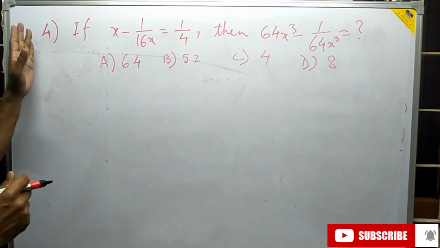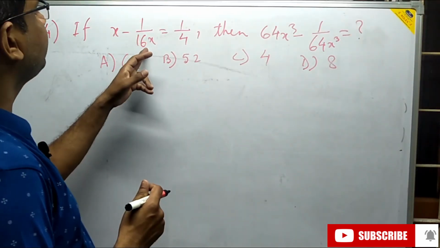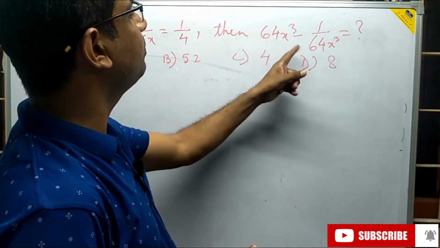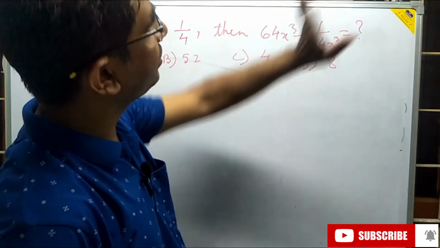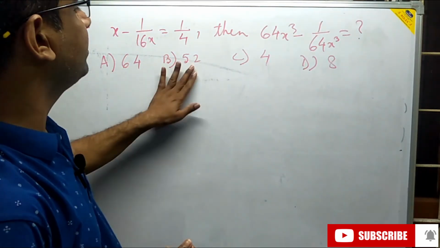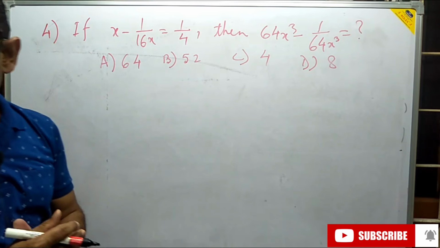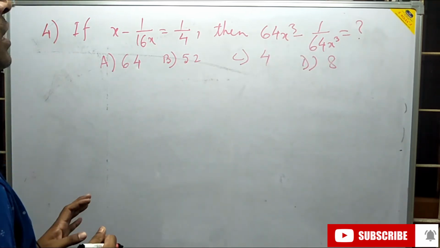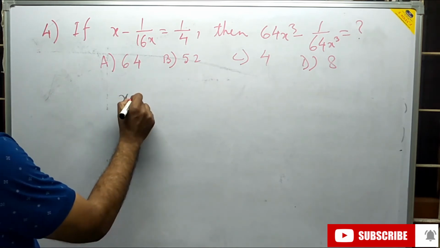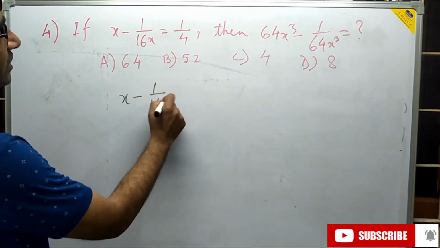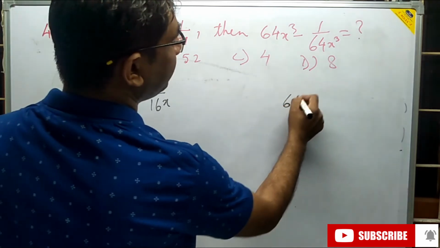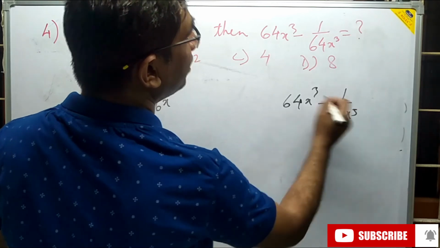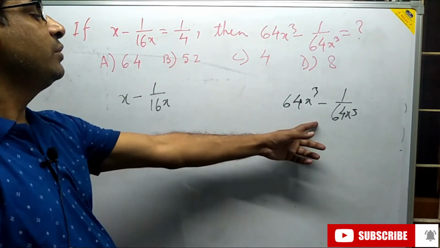Now the question number 4 is, if x minus 1 by 16x equal to 1 by 4, then we have to find the value of 64x cube minus 1 by 64x cube. The options are given: 64, 52, 4 and 48. Okay, 4 and 48. Now here given x minus 1 by 16x, and here given 64x cube minus 1 by 64x cube. We have to find the value of this one.